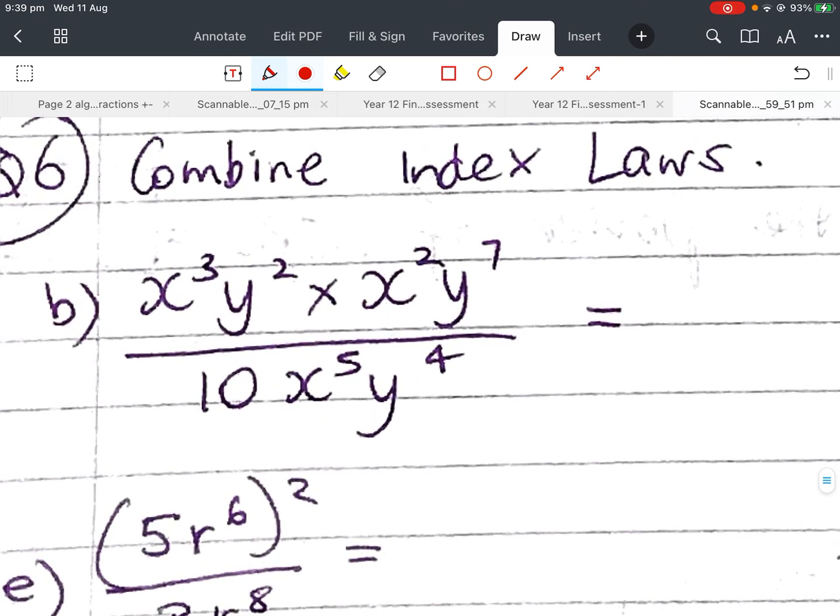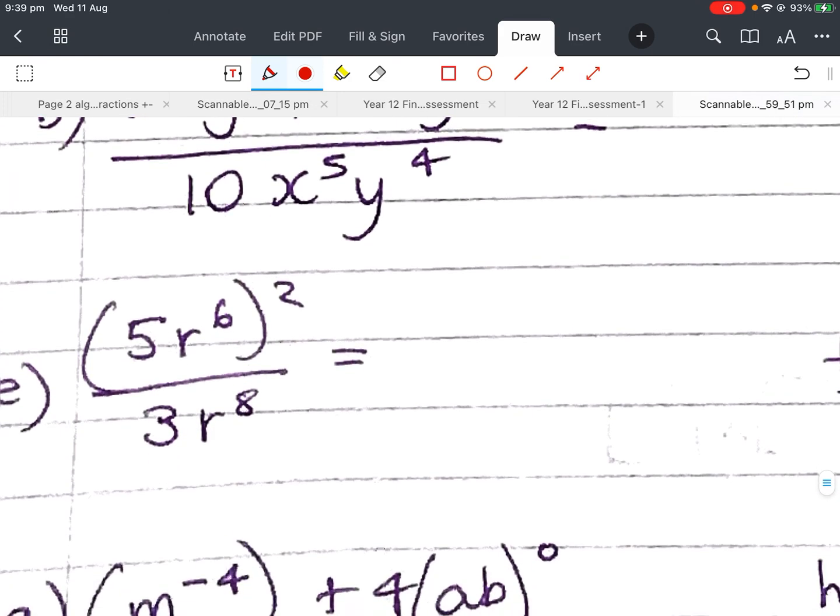So I'm going to leave you B, because we did ones kind of like that. My hint is multiply the tops together. So remember, the rule is add the indices and then subtract the bottoms. Alright, I'll do that answer on the Zoom.